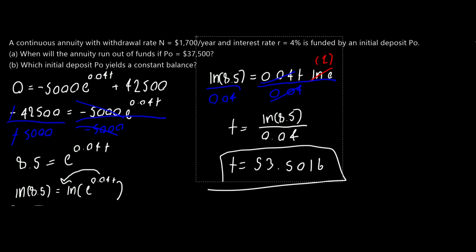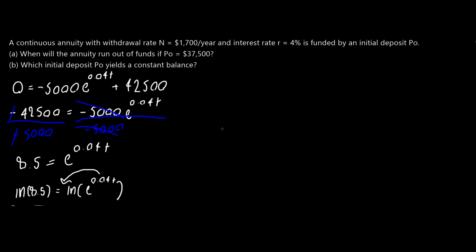So let me go ahead and delete this and make some space. Part B is not as complicated as part A. So for part B, we are asked, which initial deposit P sub 0 yields a constant balance? So in order to figure this out, we're going to have to go back to our general solution, which was y equals c, not negative 5,000, that'll be the particular. We're going to have c and then e to the power of 0.04t plus the 42,500. Really, this y was a P. It doesn't really matter, but just to stay consistent, yes, this was a P of t.